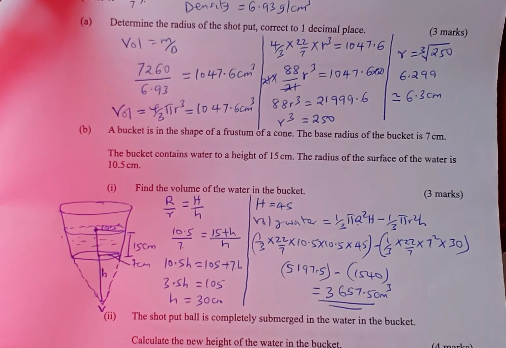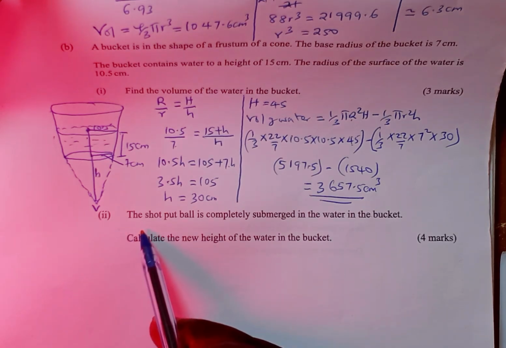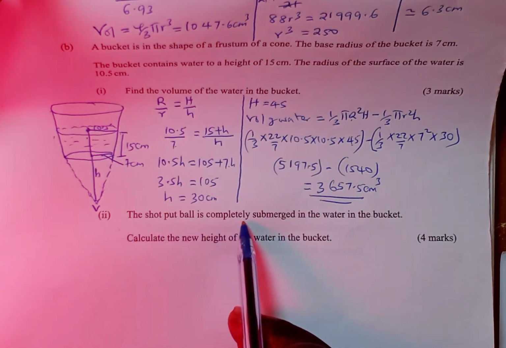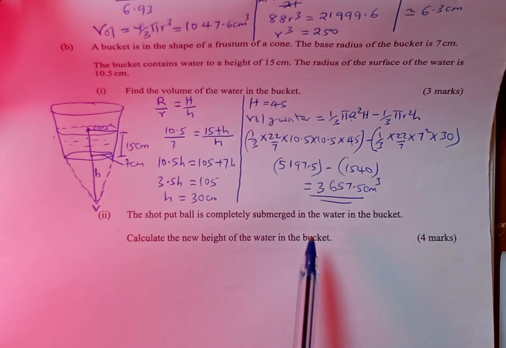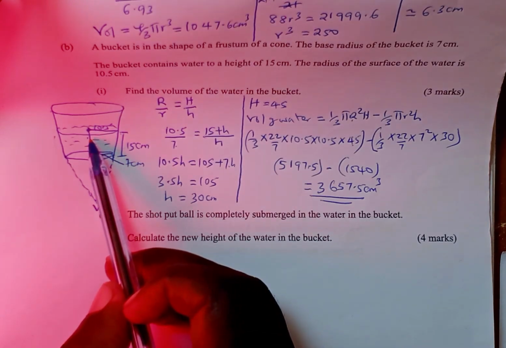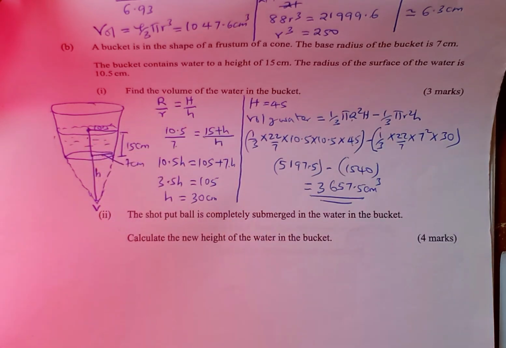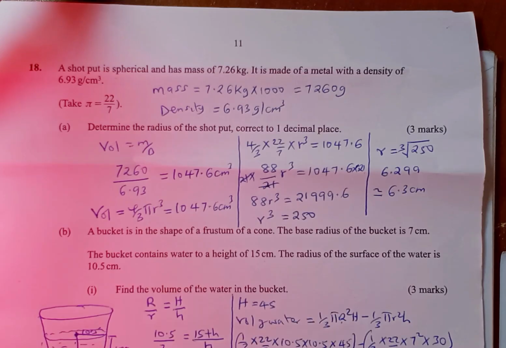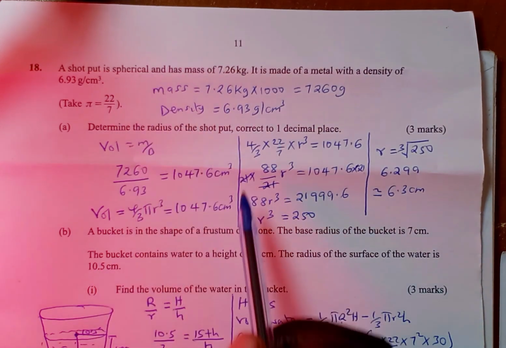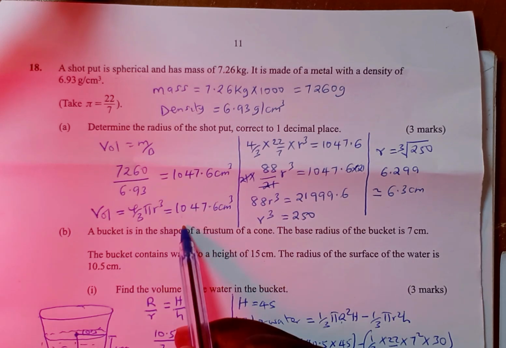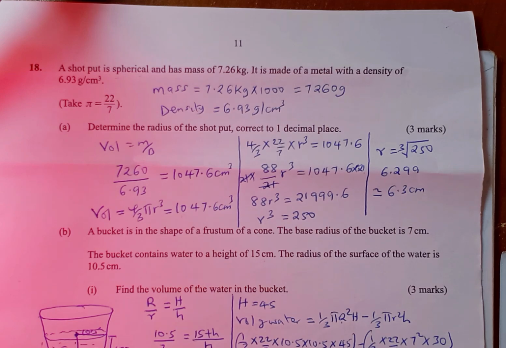We move on to Roman 2 of the same question. Roman 2 reads, the shot put ball is completely submerged in the water in the bucket. Calculate the new height of the water in the bucket. Remember, we are putting the shot put ball here, and we have been told previously that the shot put was spherical in shape, and therefore we calculated the volume. We calculated the volume of the shot put, which is 1047.6 centimeter cubic.